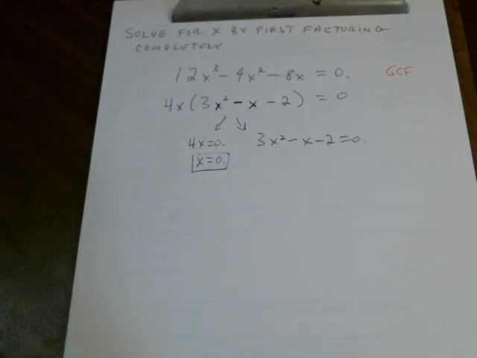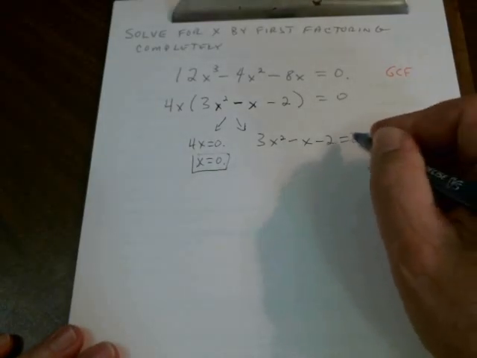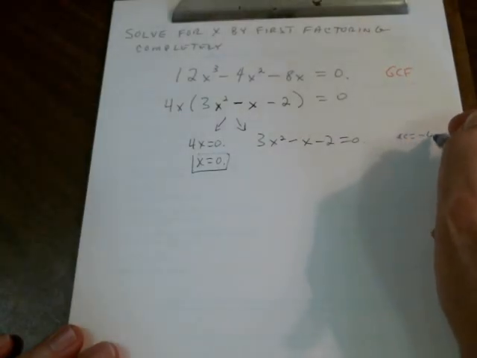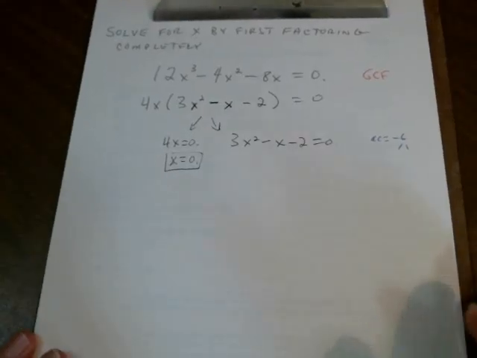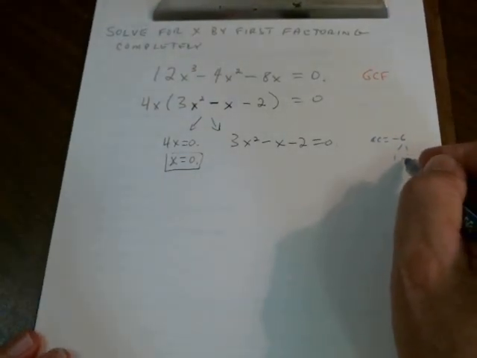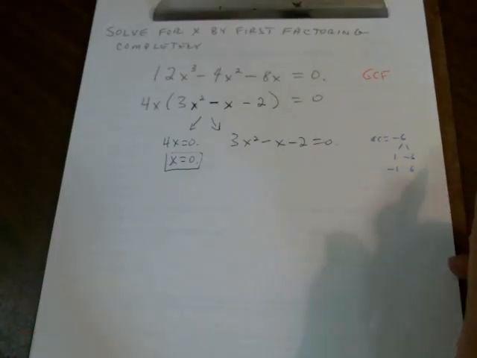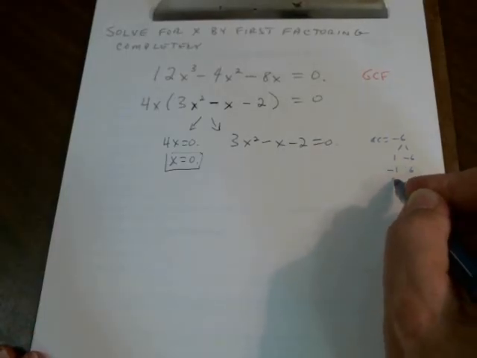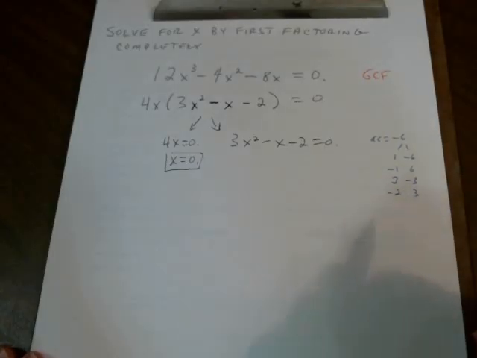So let's proceed. I'll guess, maybe blue pen. The AC method, so AC equals negative 2 times 3, negative 6. So let me talk about the factors here. We have 1 times negative 6 will do the job. Negative 1 times 6 will also equal negative 6. And then I have to deal with 2 and 3. 2 times negative 3 and negative 2 times 3.